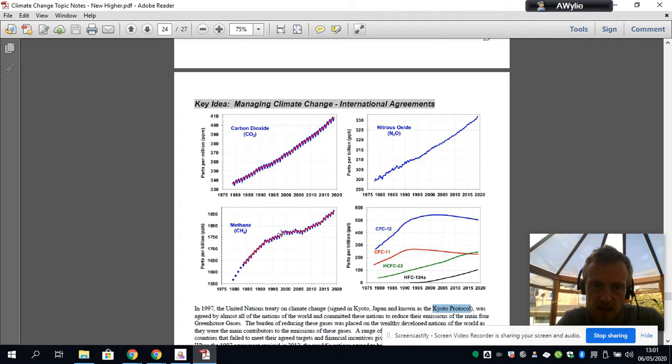That methane did seem to slow down a little bit, but now it's accelerated again. We can see that carbon dioxide has barely shown any change, other than the fact it's continuing to increase at a rapid rate, as is nitrous oxide.